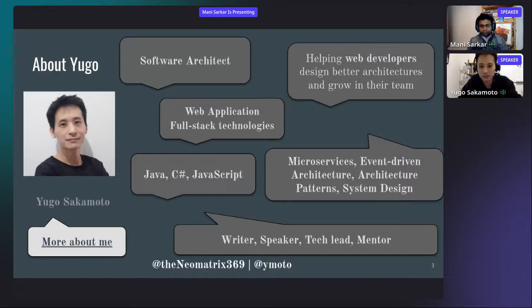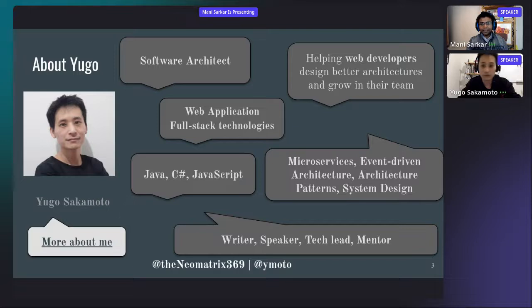I love to help other web developers design better architecture so they can grow in their team. I tried to put some buzzwords to help here: microservices, event architecture, other architecture patterns. I work with Java, C Sharp, and JavaScript also. And I'm starting with this open source community, and Mani is helping a lot with that. And I hope that this presentation can get you more excited about open source projects. So yeah, that's a little bit short about me. And if you want to connect with me, there's also the link on the slide.